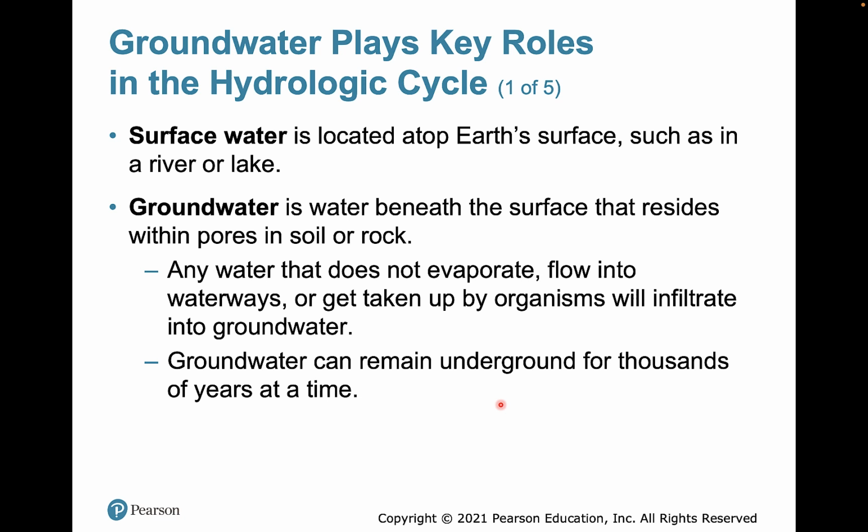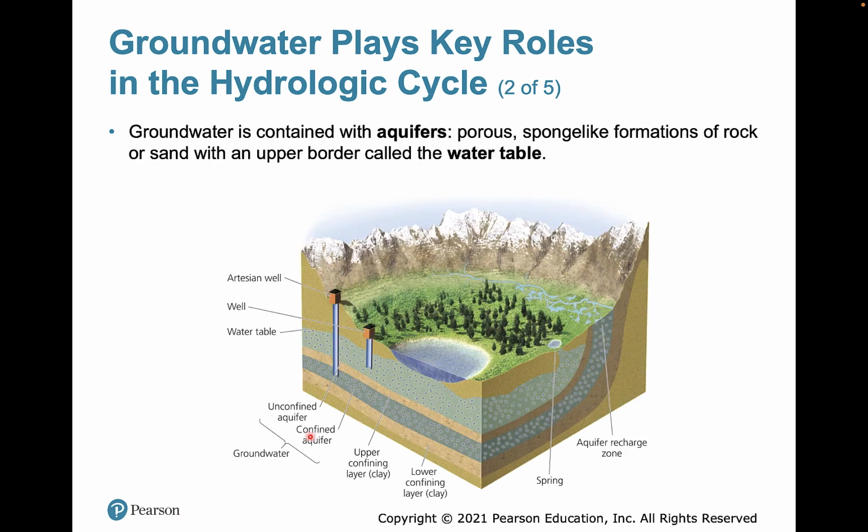Surface water is water at the surface. Thank you, Captain Obvious. Groundwater is water in the ground. Okay, and we've talked about this a lot. Any water that's on the surface that doesn't evaporate or run off into waterways will eventually percolate down into the ground, into the groundwater. And groundwater has a huge residence time. Okay, it can stay underground for thousands of years at a time.